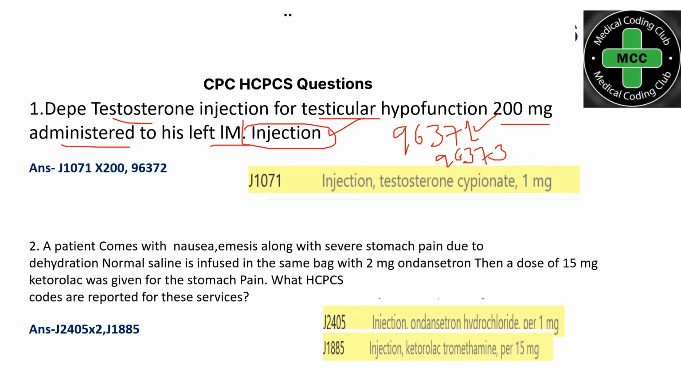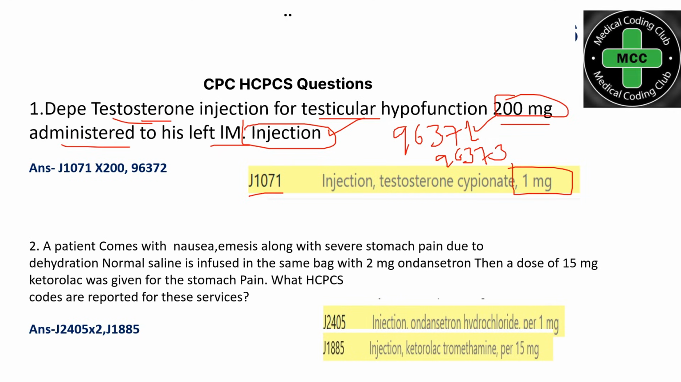So now you have to code for the drug. They have given 200 mg of testosterone. Whenever you are coding for a drug, the first thing you have to check is the base value of the drug being administered. If you check testosterone, the base value of the particular drug is only 1 mg. It carries 1 mg alone.